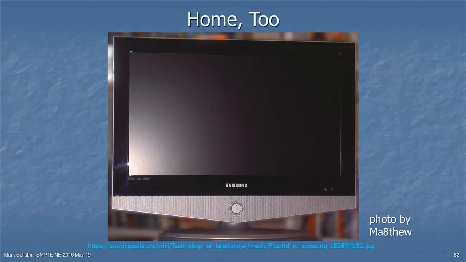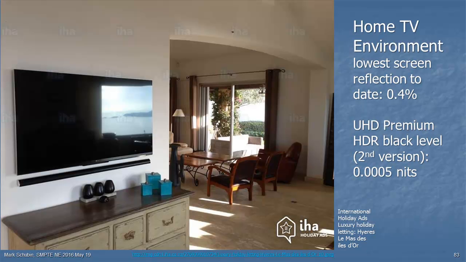And again, it's not just the cinemas. There's a home TV. The TV is off. Can't get any blacker than off. Here's another TV. It's off. Can't get any blacker than off.